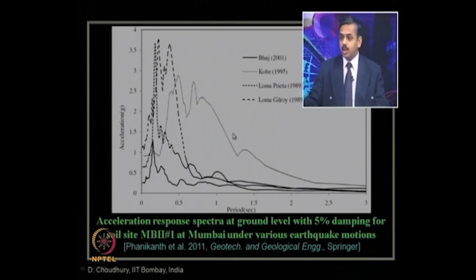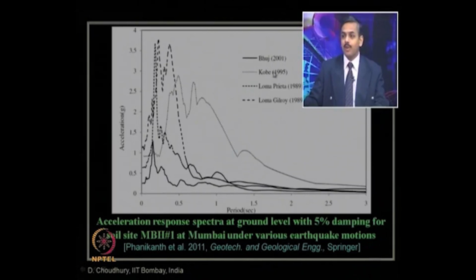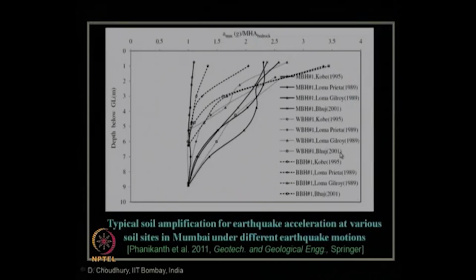So, it shows that for Kobe motion, tall buildings will be more vulnerable, because here the time period is relatively higher compared to what you can see for Bhuj motion, where the time period is relatively lower than that obtained for Kobe motion for this particular site. So, this will vary with respect to site, and it also varies with respect to input earthquake motion. For which earthquake motion you are analyzing is also very important.